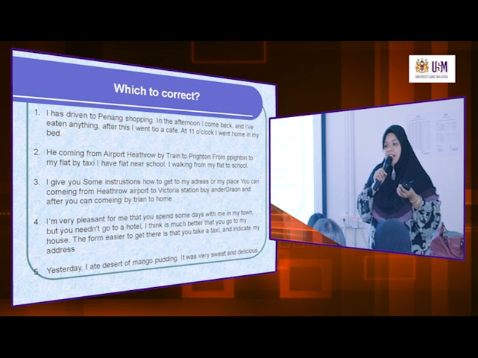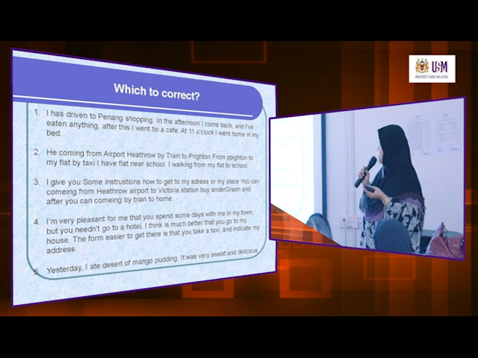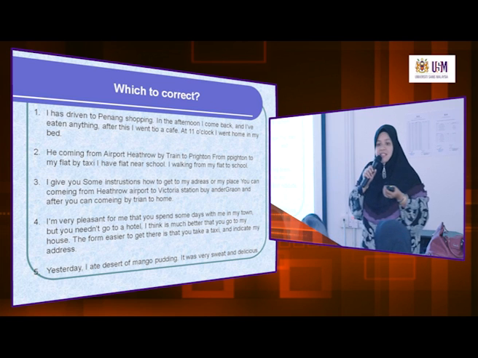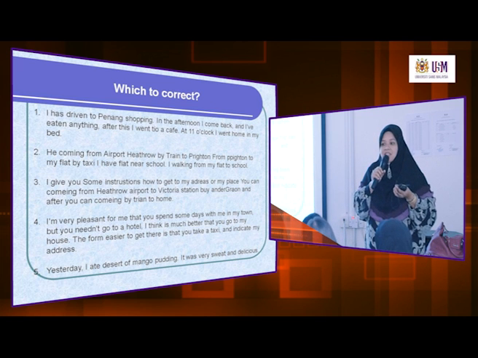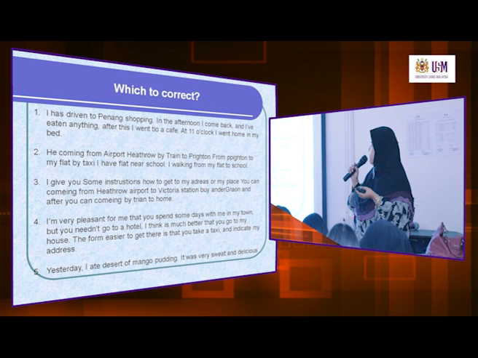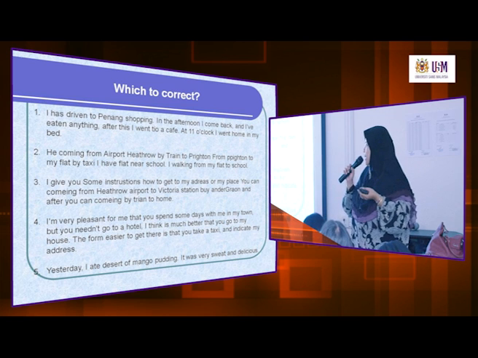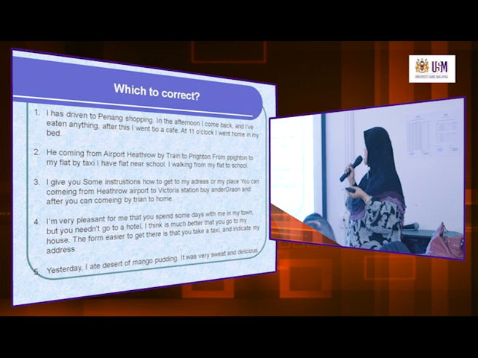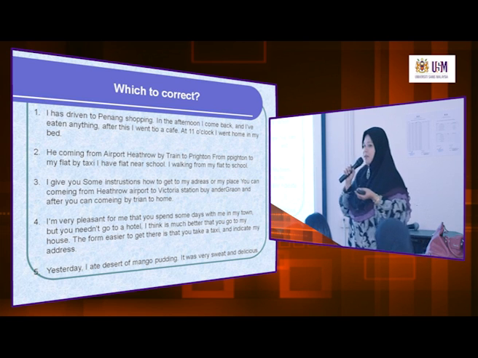Some instructions. Some people would correct that. Okay? Instructions. It's not instruction, it's instructions. Isn't it? Okay. Number four: I'm very pleasant for me that you spent some days with me in my town, but you didn't go to a hotel. I think it's much better that you go to my house. The form easier to get there is that you take a taxi and indicate my address.